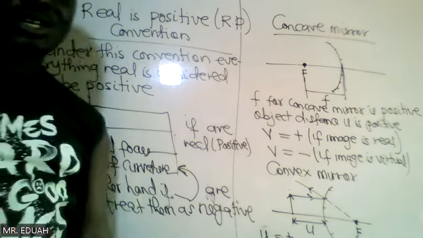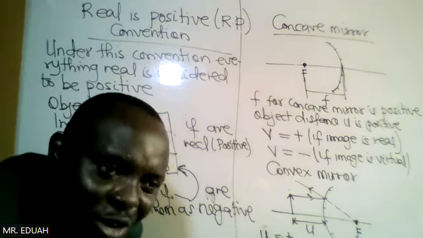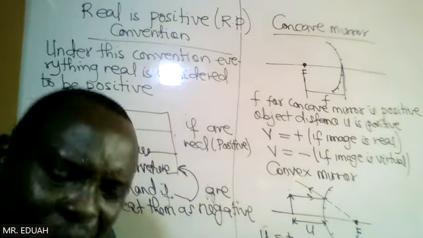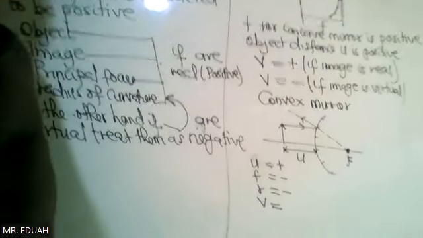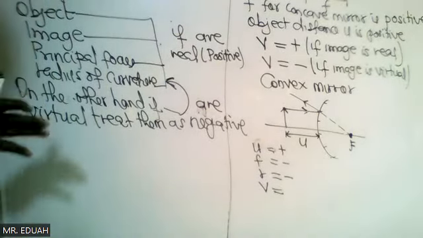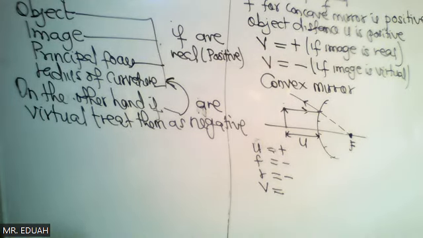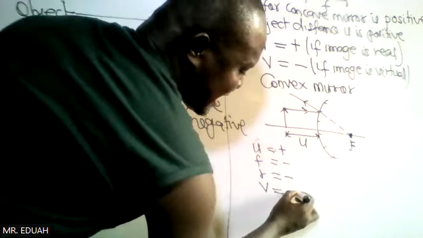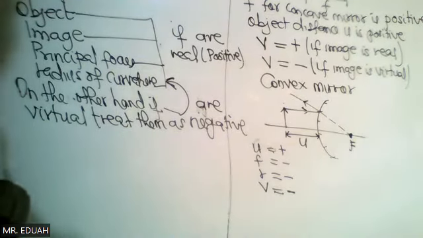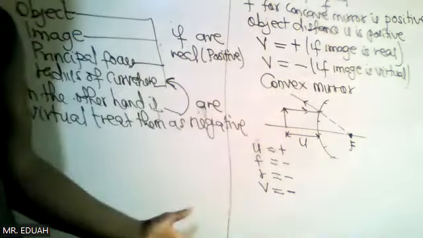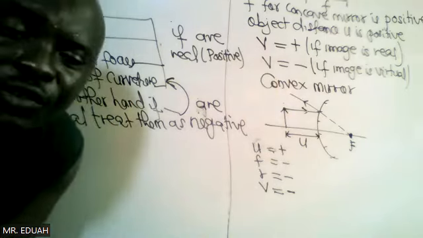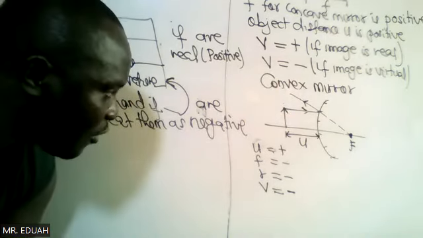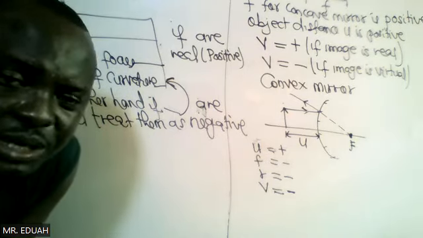You see, a convex mirror always forms a virtual image, and diminished. So for the sign, we expect V to always be negative because the image formed is always virtual. For concave, it can be plus or minus because a concave mirror has the ability to form either a real image or a virtual image. But for convex, V must always be negative.